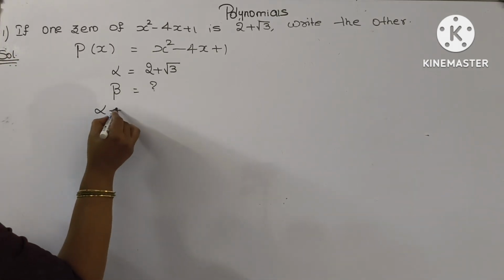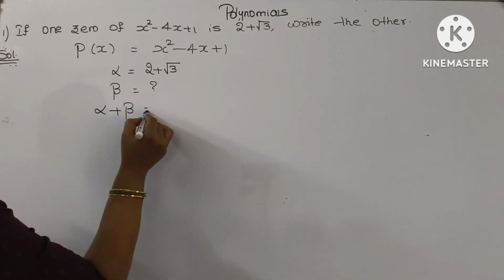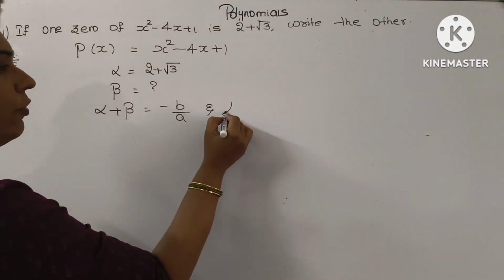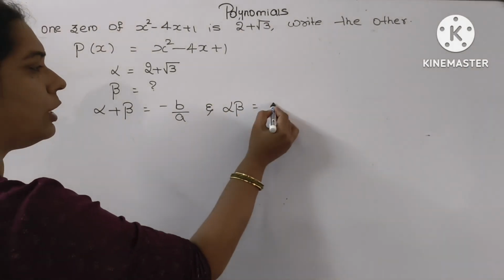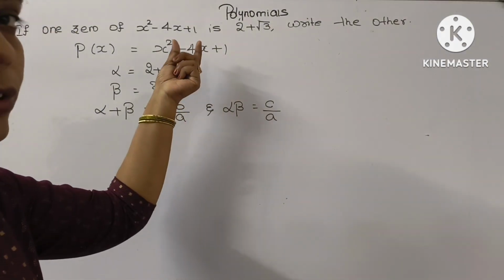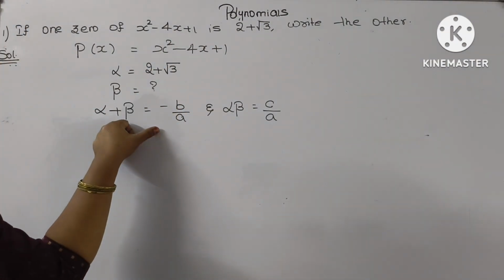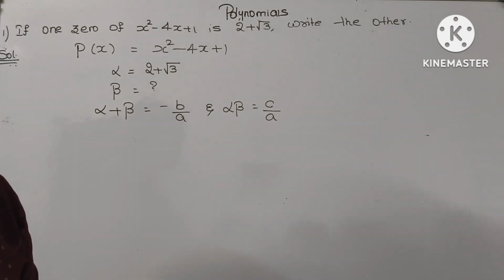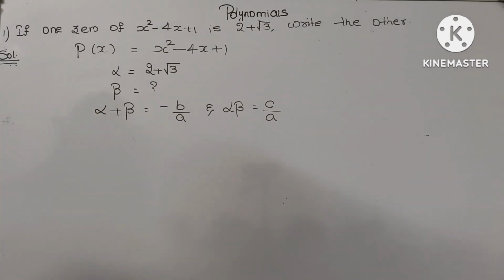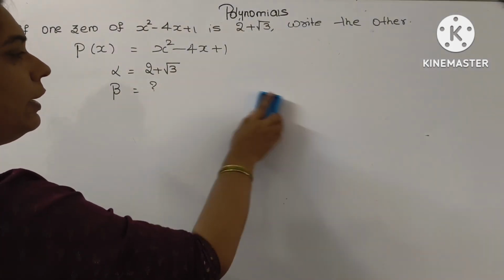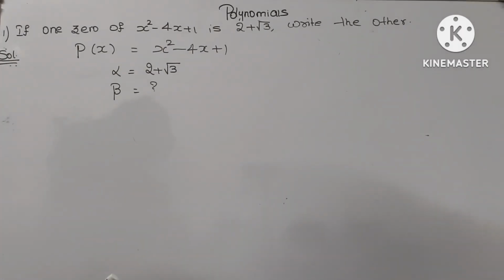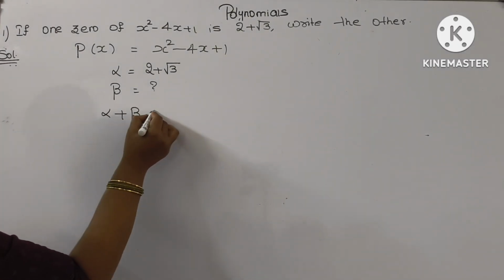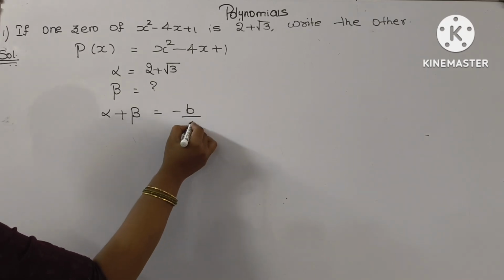What is that? Alpha plus beta is equals to minus b by a, and alpha beta is equals to c by a. So, whenever you come across such questions, using appropriate relation, either this or this, find the other value of the zero. Now, since alpha value is given and they are asking for beta, I will use the first relation. Alpha plus beta is equals to minus b by a.